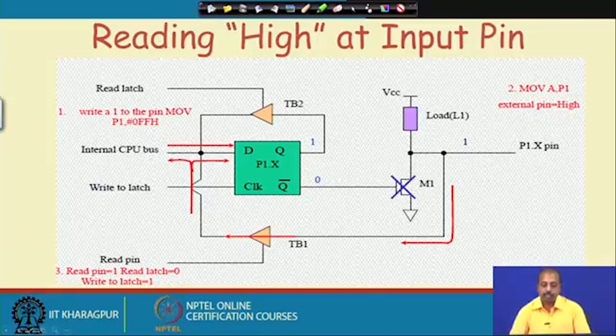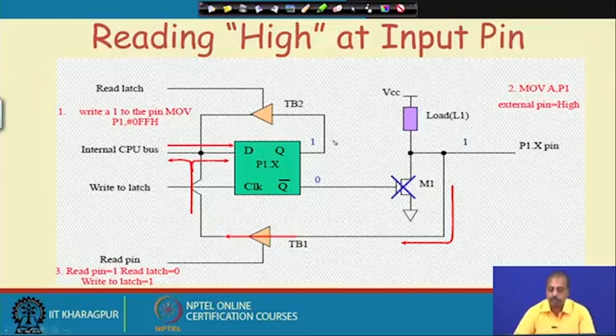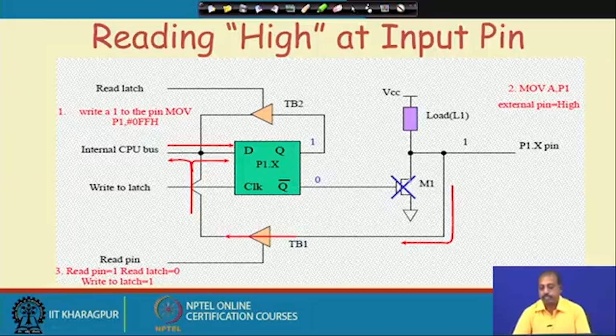For doing it, what we need to do is first write a 1 to the pin. So first we write a 1 to this pin. If we write a 1, then this value becomes 1, so this latch becomes 1. So this Q bar becomes 0. As a result, this transistor is turned off. So now the voltage value at this point cannot be discharged by this transistor.